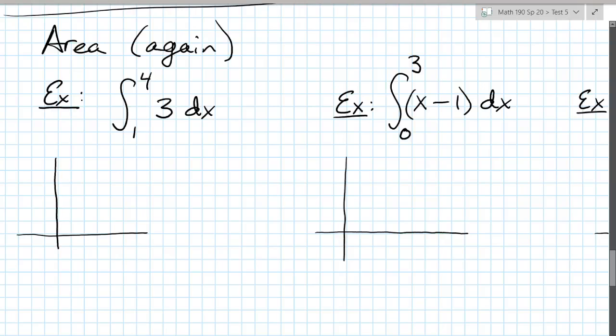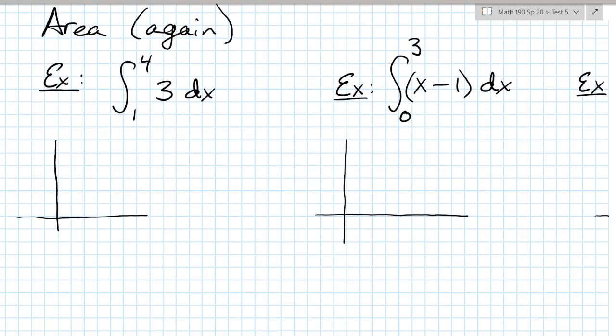Our next couple problems involve finding area under a curve. We're looking at the integral from 1 to 4 of the function 3 dx. So we want to think about these next three integrals geometrically instead of as a limit of a sum.